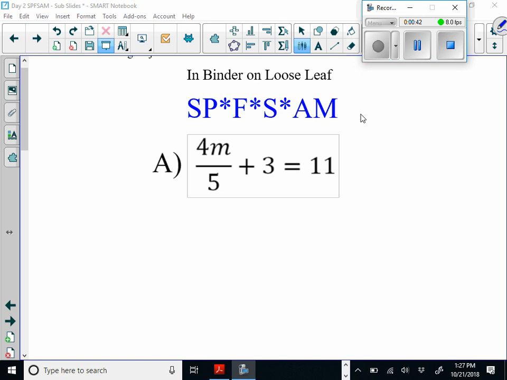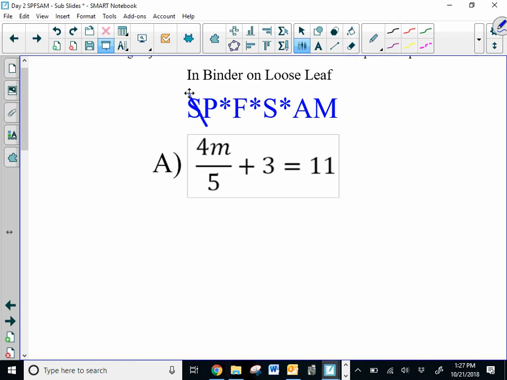So hopefully at this point you have your binder out, you're open to that page from yesterday, and you have this first example written down. So this first example is 4m over 5 plus 3 equals 11. Now, if we think about stiff SAM, like we talked about yesterday, there's no subtraction, so we don't got to worry about that first S. There's no parentheses, so we don't have to worry about that, but there are fractions. So let's get rid of those fractions.